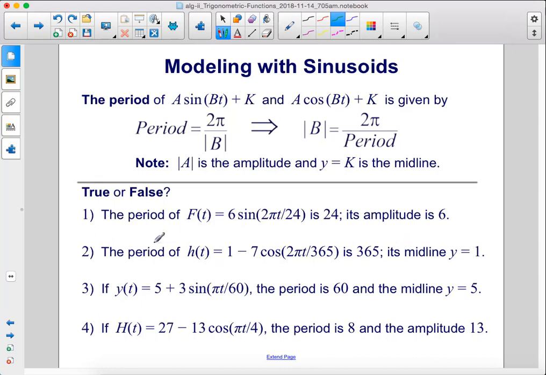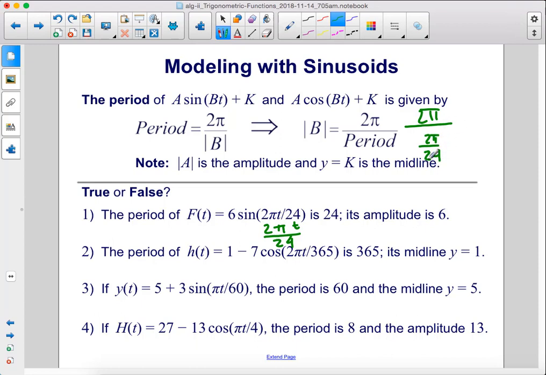True or false? The period of this function is 24, its amplitude is 6. Alright, so here we have 2 pi t over 24. Therefore, b is 2 pi over 24. So we have 2 pi divided by b, which is 2 pi over 24.